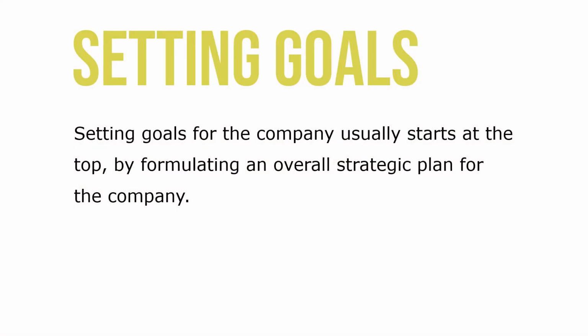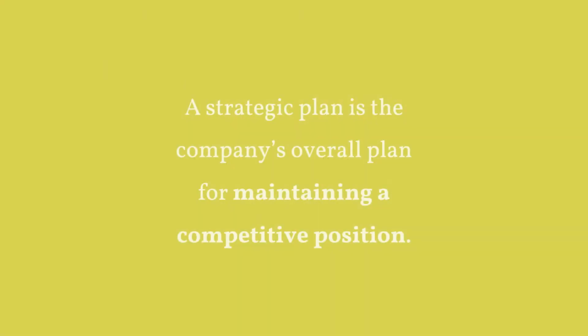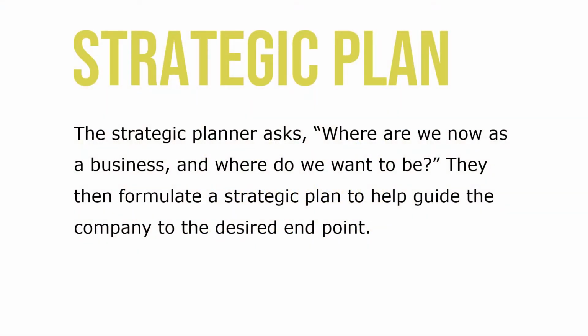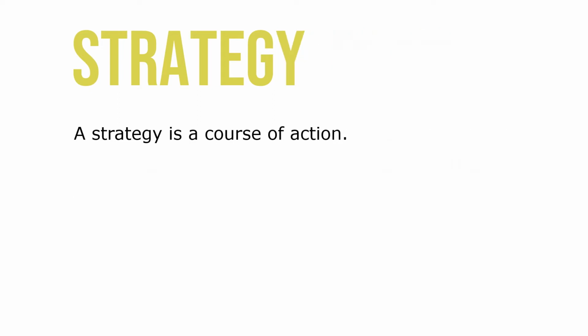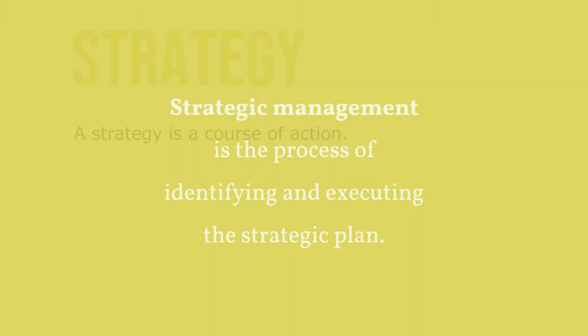Setting goals for the company usually starts at the top by formulating an overall strategic plan for the organization. A strategic plan is the company's overall plan for maintaining a competitive position. The strategic planner asks, where are we now as a business and where do we want to be? They then formulate a strategic plan to help guide the company to a desired endpoint. A strategy is a course of action.